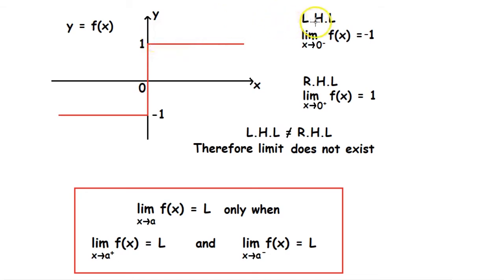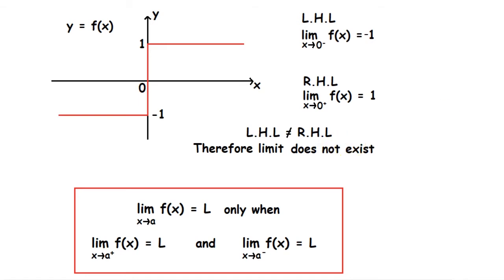If we find the left hand limit of f(x) as x approaches 0 negative, here the negative sign means we are approaching from the left hand side. So as we approach 0 from the left, we get the value minus 1. So here the left hand limit and the right hand limit are not equal. Therefore the limit does not exist.